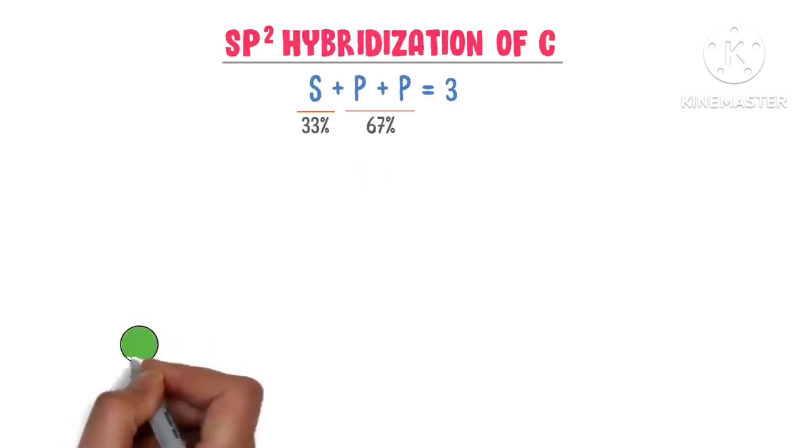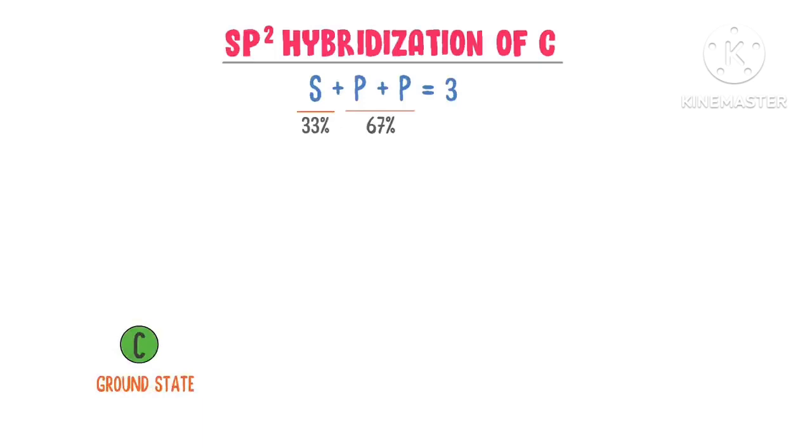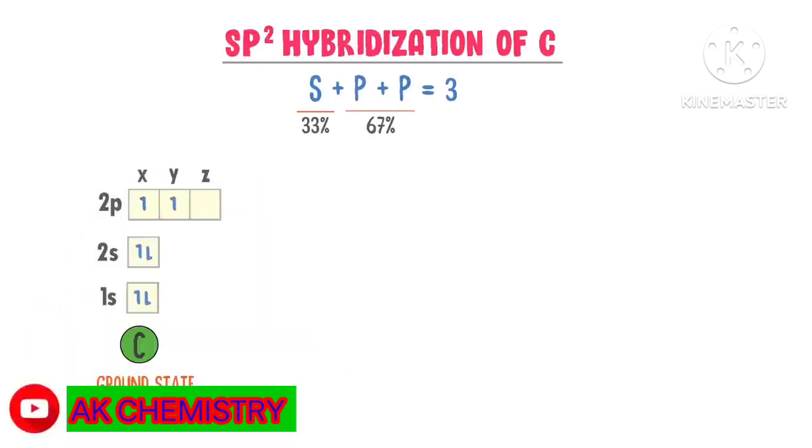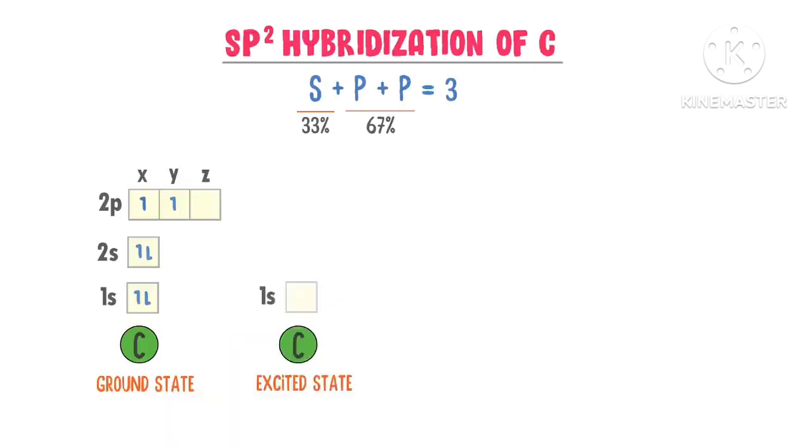Well, again consider carbon in a ground state. We know that 1s has 2 electrons, 2s has 2 electrons, and in 2p there is 1 electron in x orbital and 1 electron in y orbital. While in excited state of carbon, 1s has 2 electrons, 2s has 1 electron, and in 2p there is 1 electron in x orbital, 1 electron in y orbital, and 1 electron in z orbital.